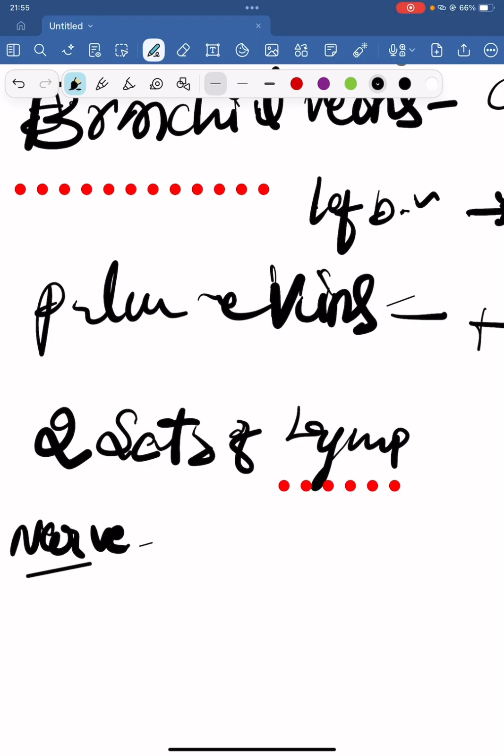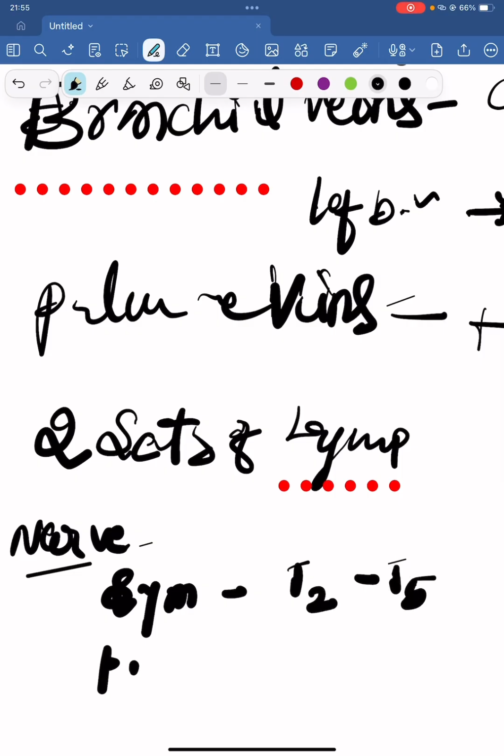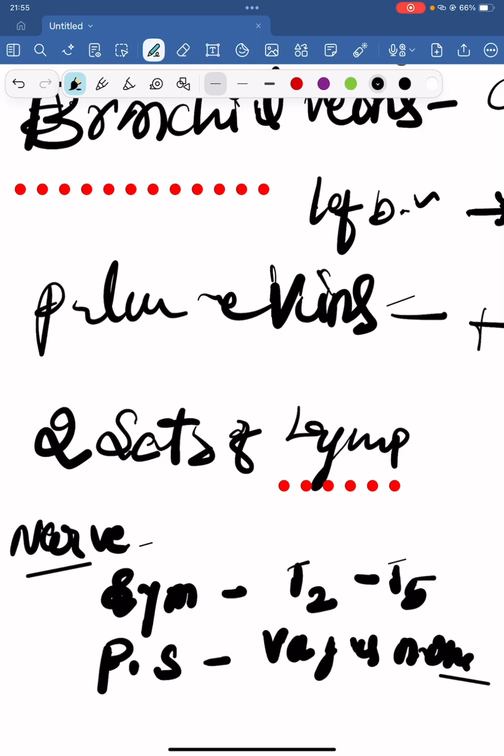So, nerve supply. What are the nerves supplying the lungs? Sympathetic and parasympathetic. In the sympathetic, the spinal segments are T2 to T5. And the parasympathetic nerve is the vagus nerve. This much.